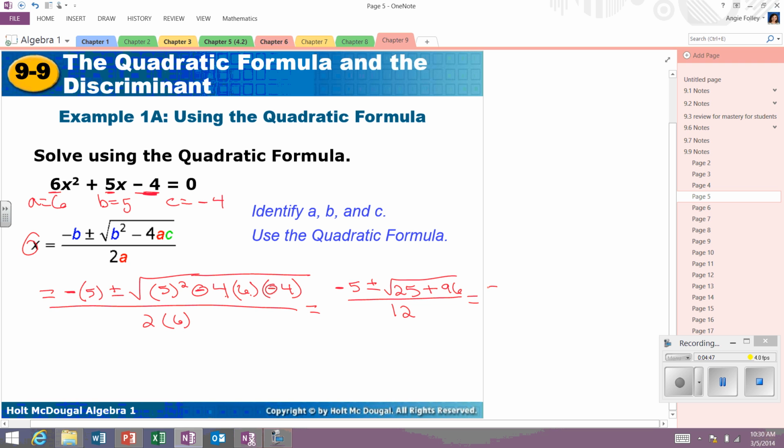Okay, next step, I'm going to combine the 25 and the 96. I'm going to get -5 plus or minus the square root of 121 all over 12.